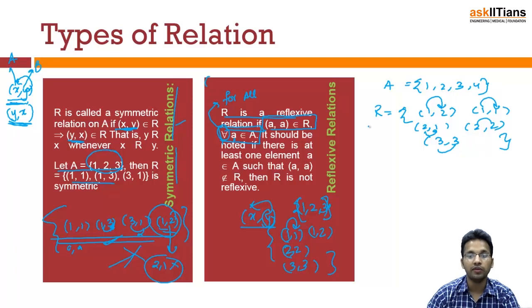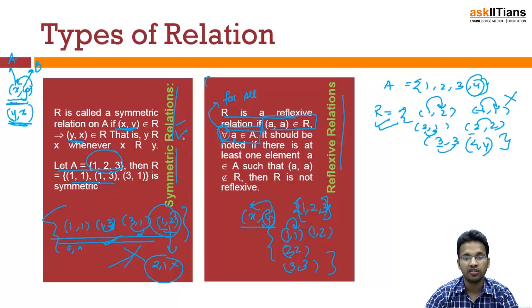Now if I want to term it as reflexive, it is not reflexive, although it has reflections for 1, 2 and 3, but 4 comma 4 is not present. So if I make it 4 comma 4, now this relation possesses both the qualities of a symmetric relation and a reflexive relation. Okay, now I hope this is clear.